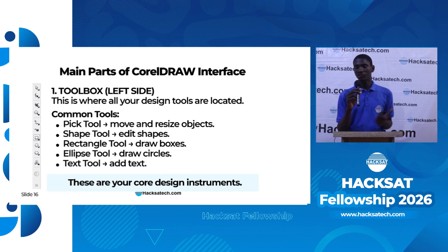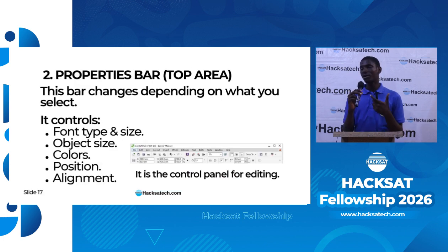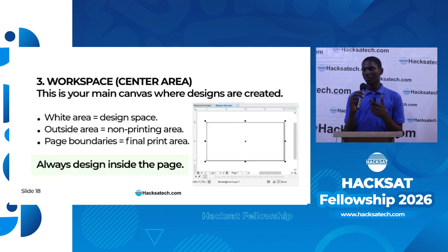So in key summary now, we talked about the toolbox, which contains all the tools, and we also talked about the workspace, that is where your design area is. And then we talked about the property bar, the editing control area, and the last thing we talked about is the color palette, which contains the coloring system.